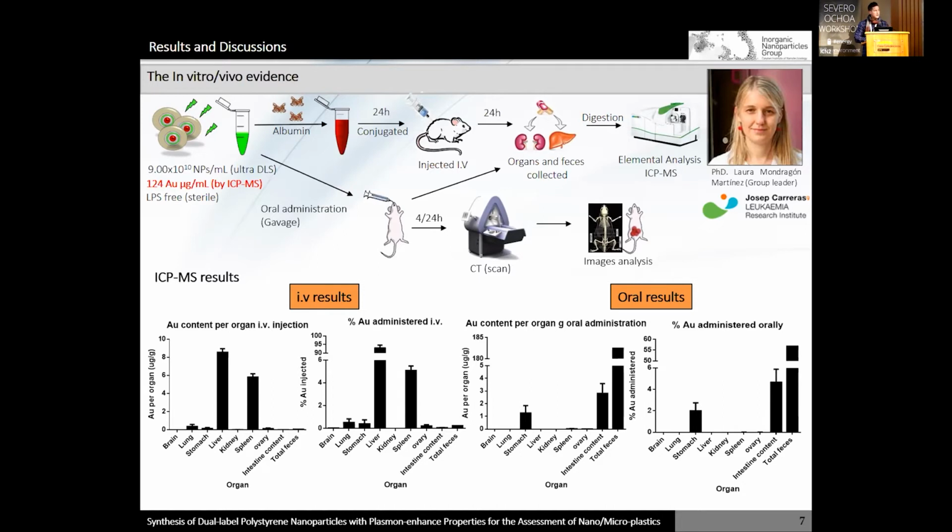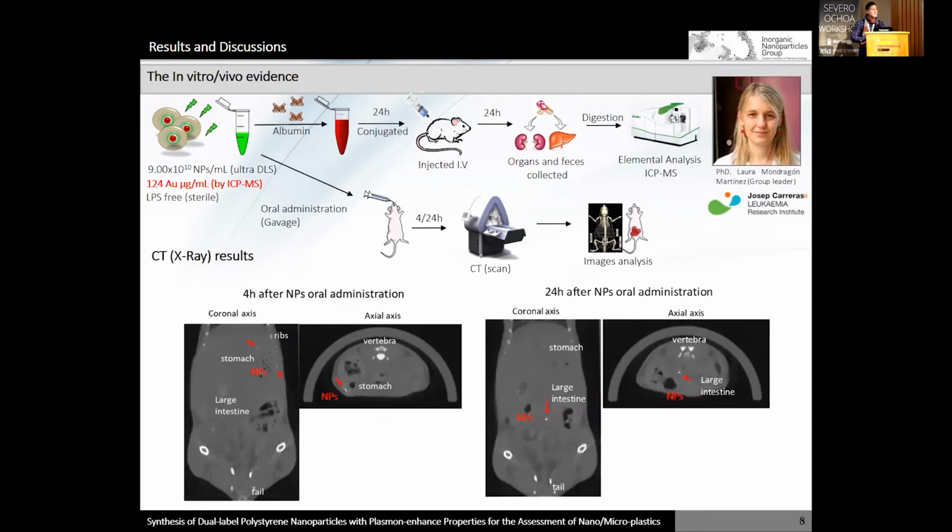So let's see the X-ray imaging scans. The X-ray imaging scans show us that in the first 4 hours after the oral administration, the nanoparticles of this multimodal imaging contrast agent were located in the stomach. Those two small white signals are the gold nanoparticles in the coronal axis. But contrasting this result with the axial axis, to rule out that the signal could come from the vertebra, we see that they are present in the stomach.